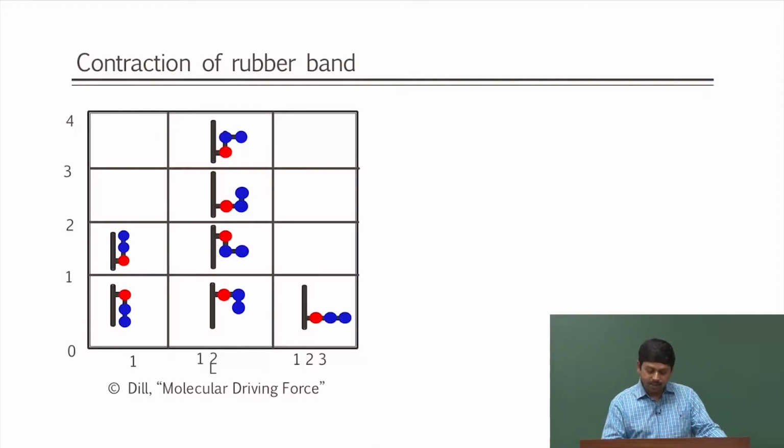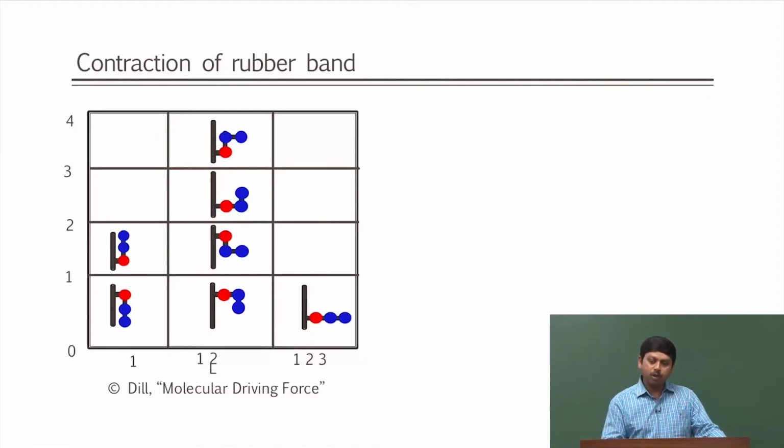Then when you release it, it spontaneously relaxes and increases the entropy, and that will actually take the heat out of your fingertip, making it cooler. Here again, in Dill's book they have shown very nicely, using a lattice model, how one can explain that, and this is the situation.